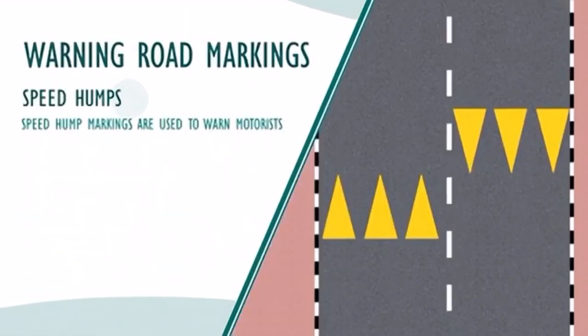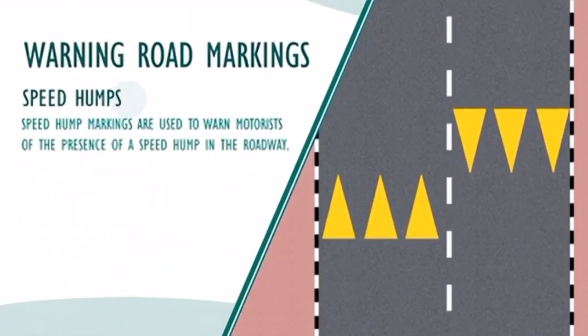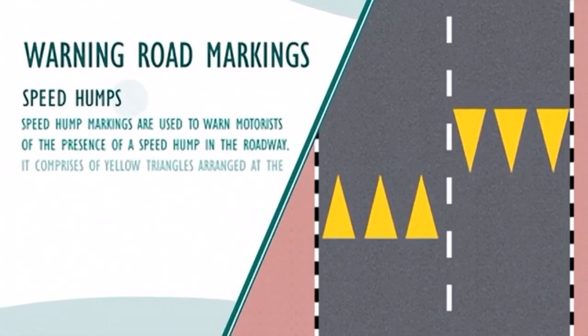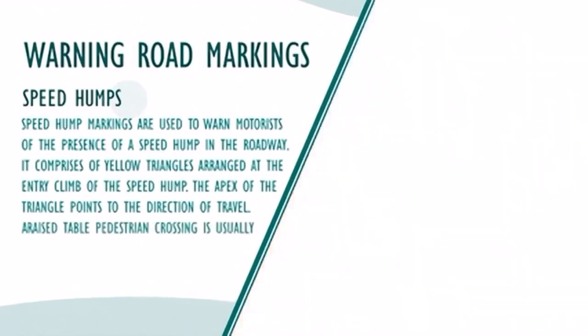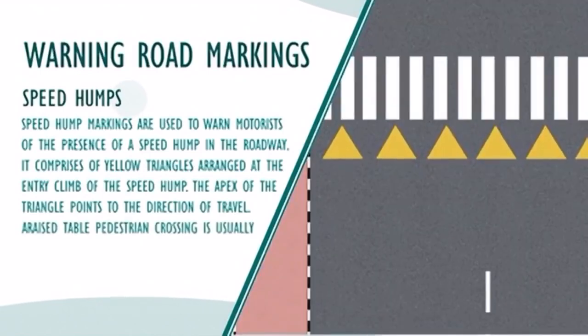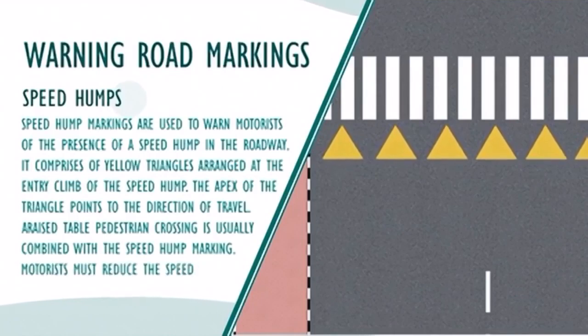Speed hump markings are used to warn motorists of the presence of a speed hump in the roadway. It comprises of yellow triangles arranged at the entry climb of the speed hump. The apex of the triangle points to the direction of travel. A raised table pedestrian crossing is usually combined with the speed hump marking. Motorists must reduce the speed and cross it only if it is clear.